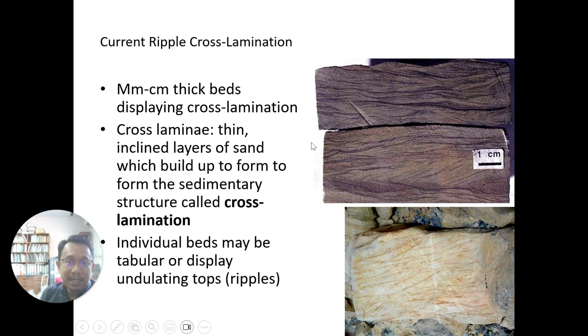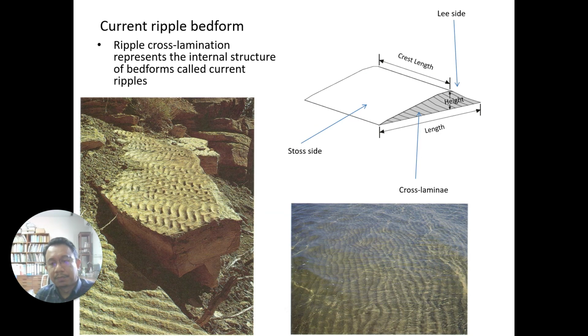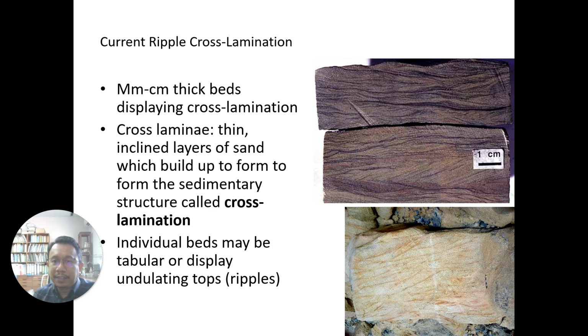And what are cross laminae? They are thin inclined layers of sand which build up to form the sedimentary structure called cross lamination. Individual beds, like I said, may be tabular, may have undulating tops. They also may be lensoidal in shape. So these are what we call ripple cross laminated sandstones, and they were formed because there was a current flowing during that time. So that is ripple current cross lamination.